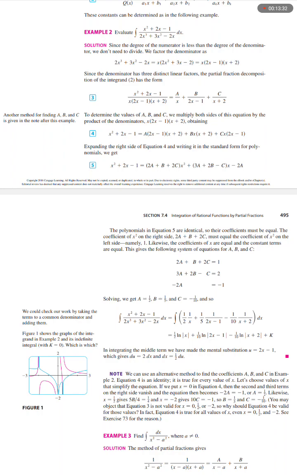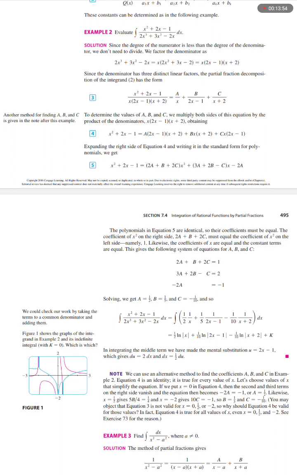And integrating the middle term, we have made the mental substitution u = 2x − 1, which gives du = 2 dx, and dx = 1/2 du.